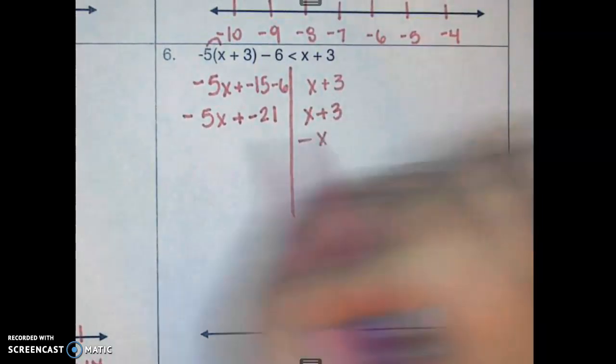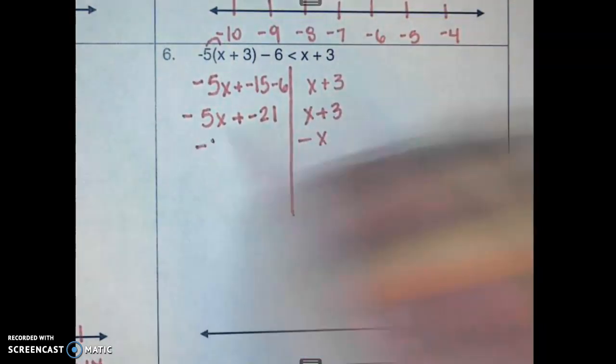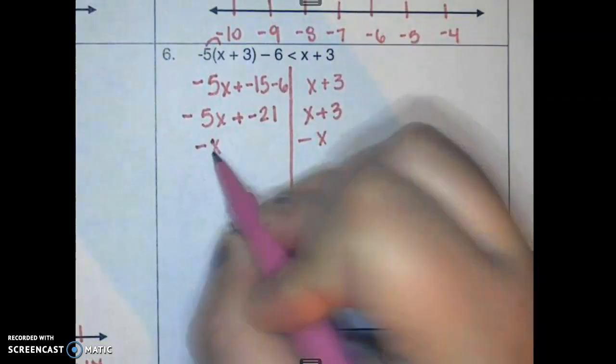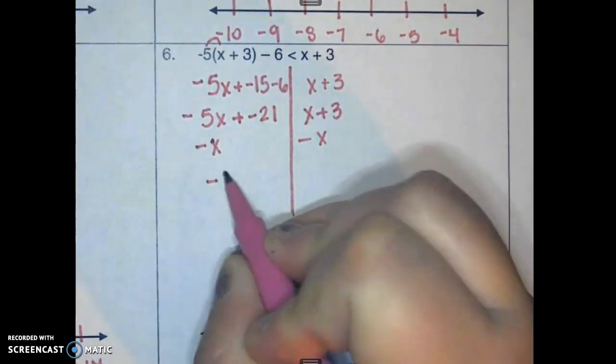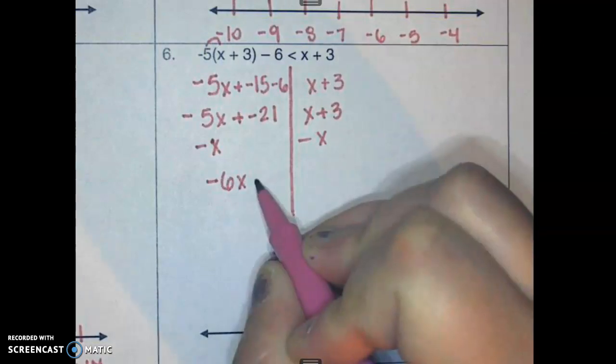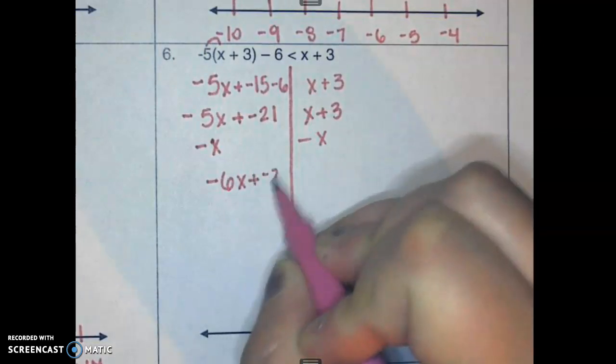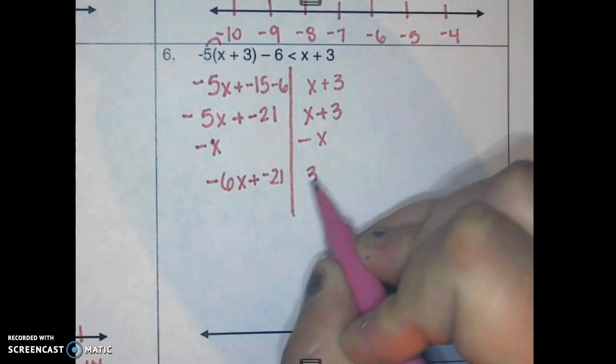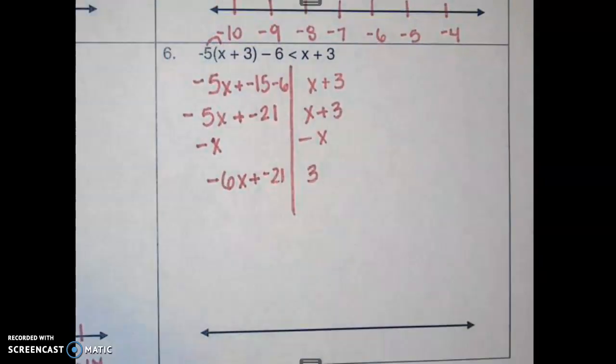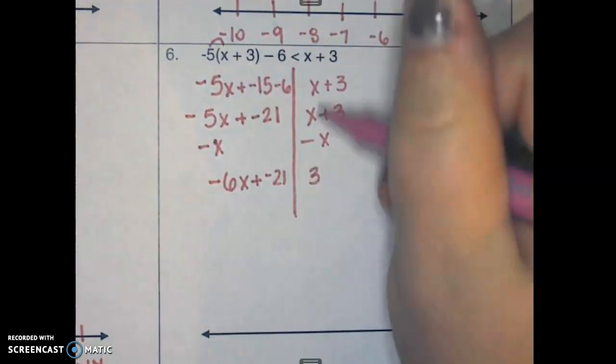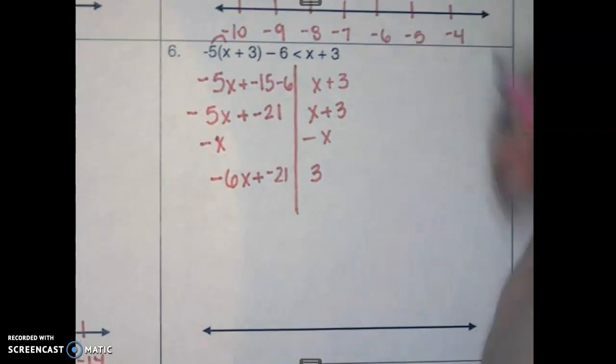Move my x over. I probably should have moved it the other way, but that's okay. If you moved it the other way, -6x, and then you're going to add 21 each side. If you put your x's on the right side, which is probably how I should have done it because that's my bigger x, you'll get the same answer.